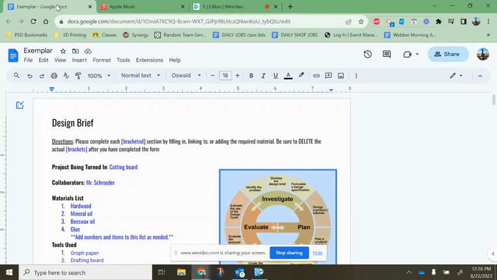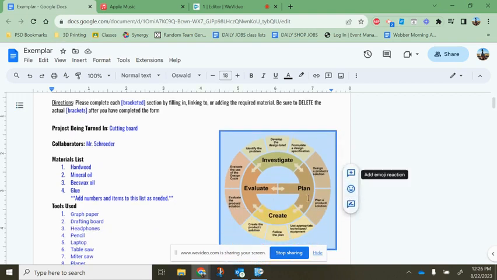Hello, everybody. This is a brief overview of what a design brief is and how to complete one. So, what you're looking at in front of you is a design brief. This is taken from one of my classes, Woodshop, but a design brief works the same in 6th, 7th, or 8th grade for any project. The goal here is to understand what this thing is, what you need to do on it, and why you need to do it. So, to start off, investigate, plan, create, evaluate.